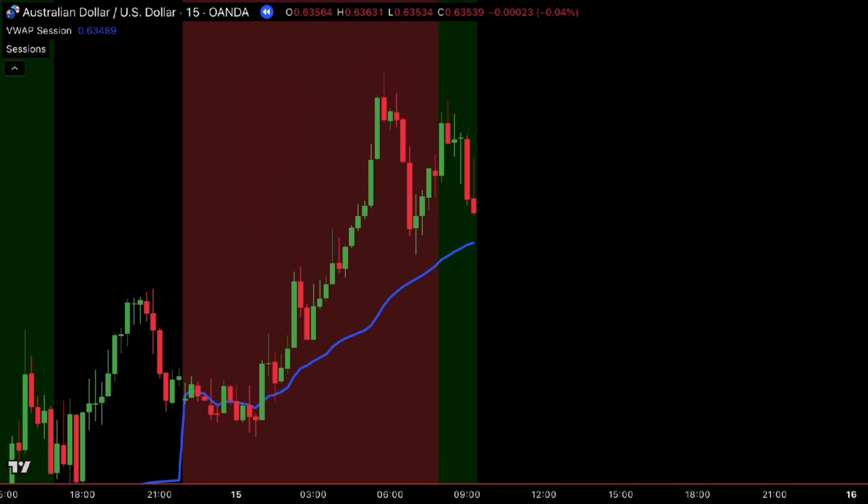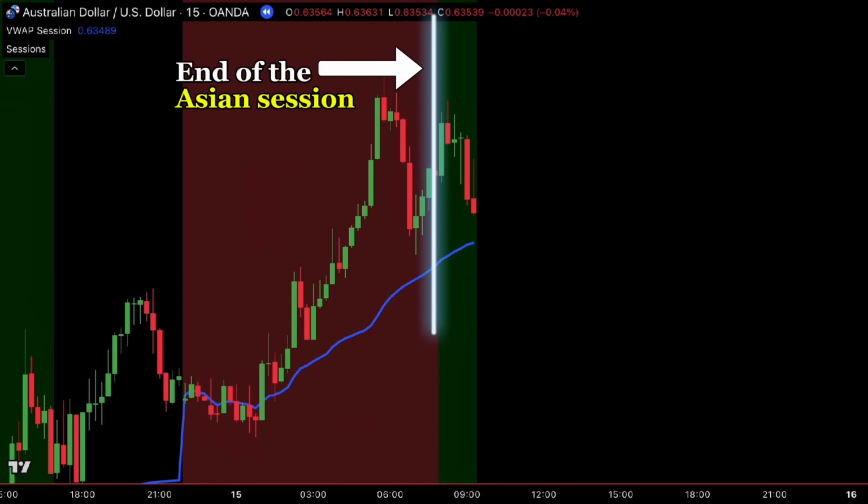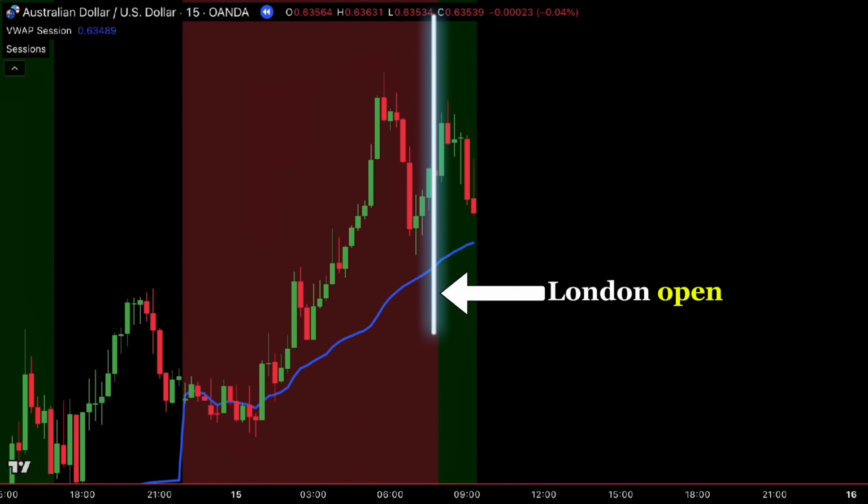Now look at this chart. This shaded area right here, that's the end of the Asian session. And this vertical line, that's the London Open. This is your timing window.